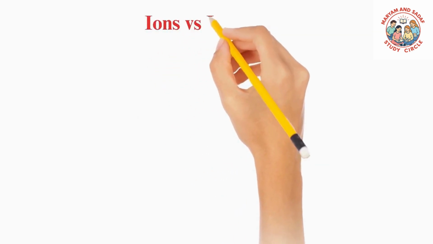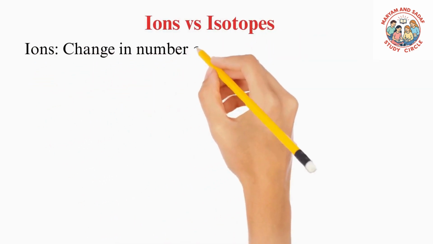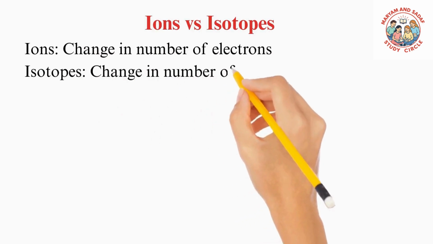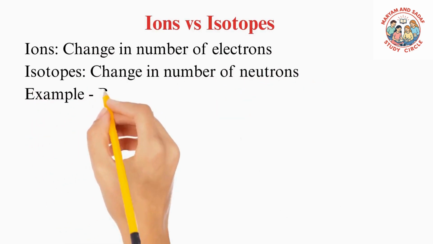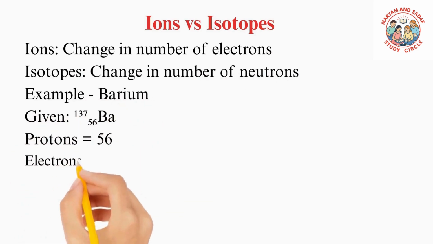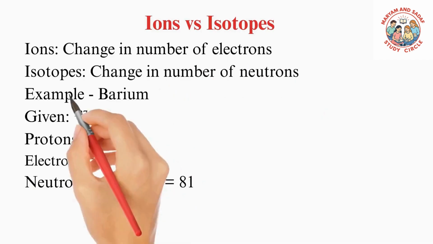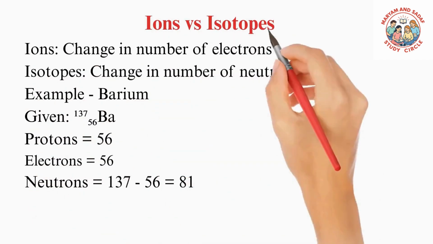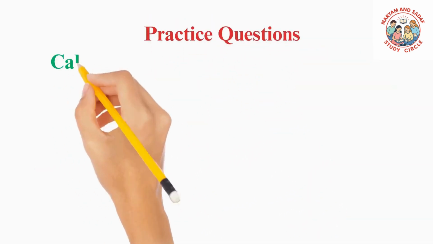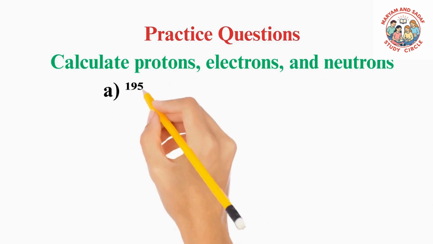Ions versus isotopes. Ions form as a result of a change in the number of electrons. Isotopes form as a result of a change in the number of neutrons. Example: barium, given as 137 over 56 Ba. Barium has 56 protons and 56 electrons. So neutrons are calculated by using the formula. Practice question: calculate the number of protons, electrons, and neutrons in the following elements.